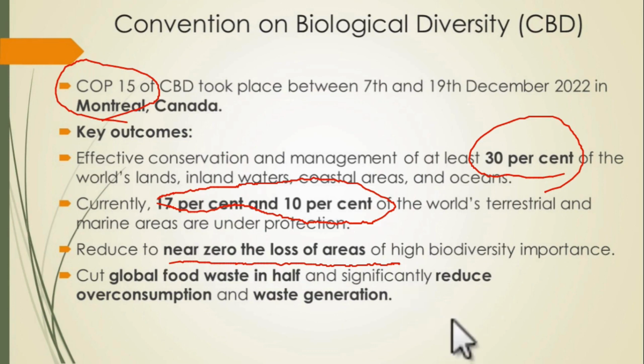Another important thing is reducing food waste, reducing overconsumption, and reducing waste generation. When we reduce food waste, how much do we have to reduce? Half. We have to reduce overconsumption and waste generation, because all three are harmful for biodiversity. फूड वेस्ट भी नहीं होना चाहिए, ओवर कंजम्पशन भी ज्यादा नहीं करना है, और फूड वेस्ट भी नहीं होना चाहिए.